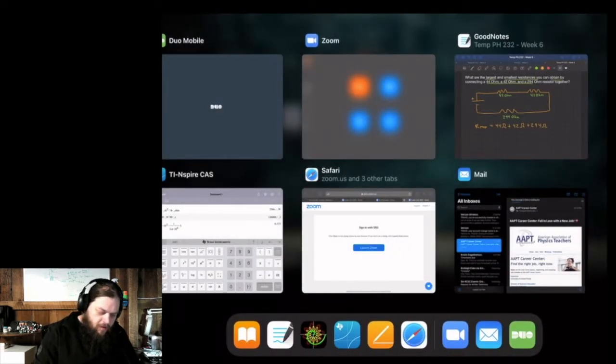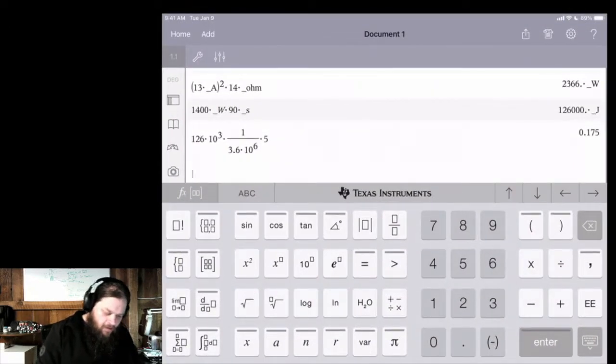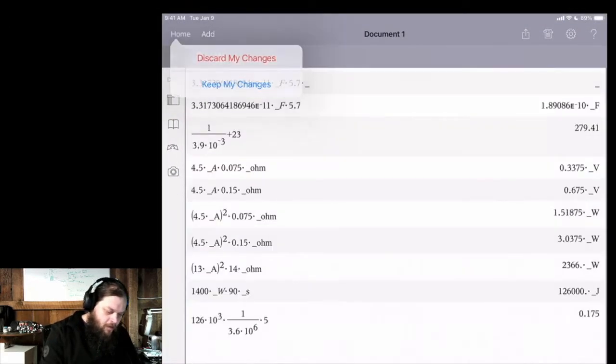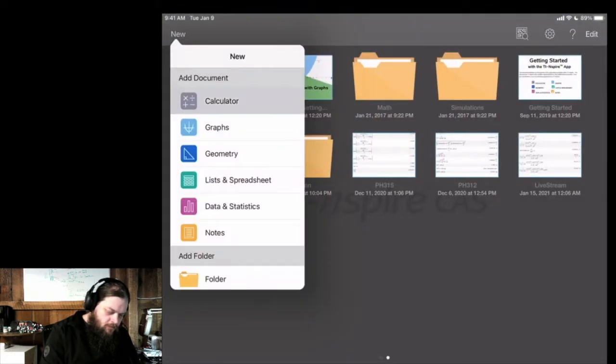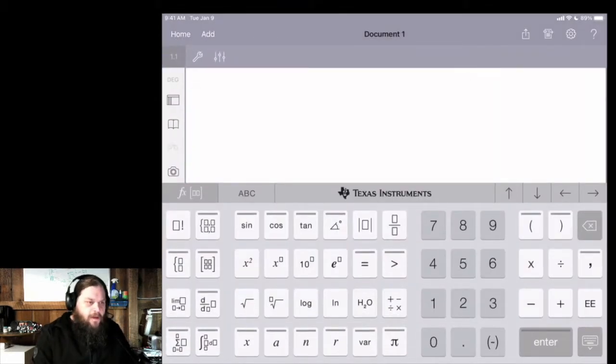If I get rid of all that and go here, we can get a new calculator up and add those values together. So 44 ohms plus 42 ohms plus 294 ohms is equal to 380 ohms.